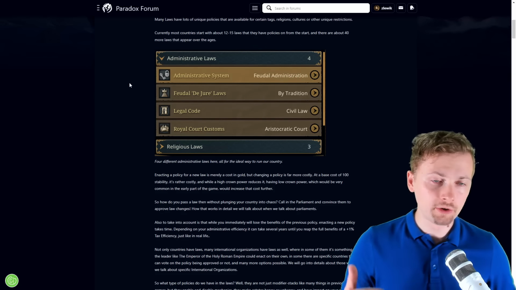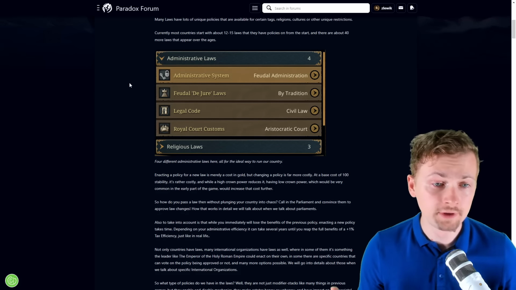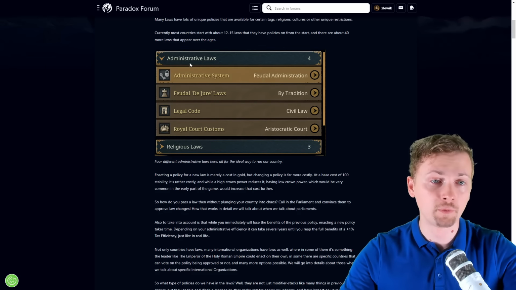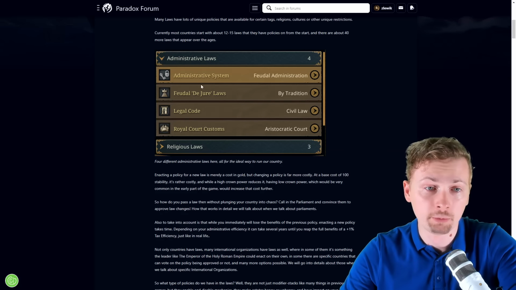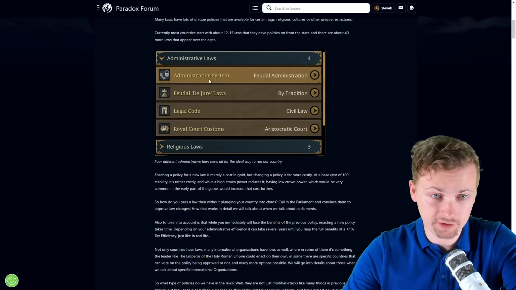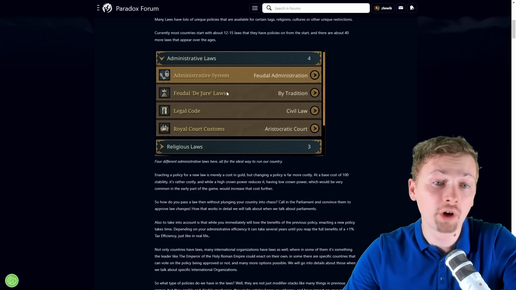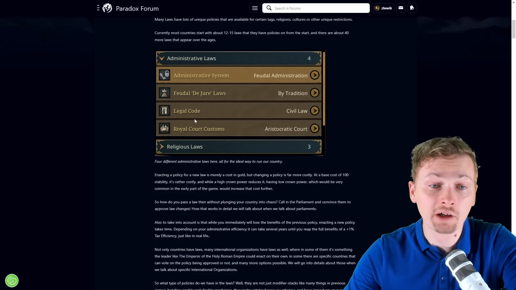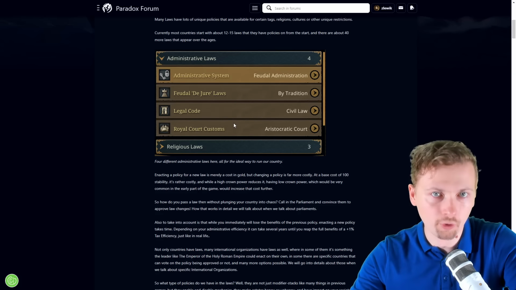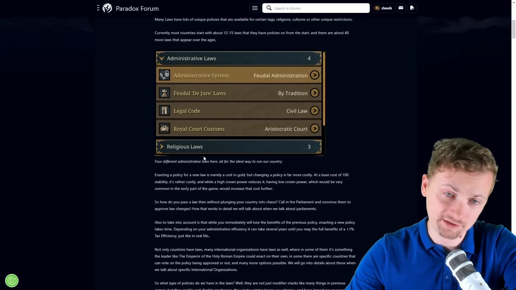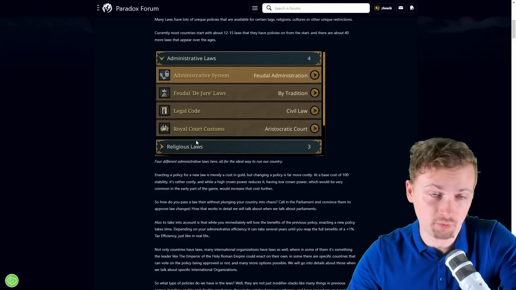So you see the laws will also be sorted into different categories. For example, we've got administrative laws, we've got administrative system, this is the law, and then a policy is feudal administration, plus feudal de jure laws, legal code and royal court customs, and as I said, there will be more unlocked over the game. Yes, you see also religious laws and probably much more.